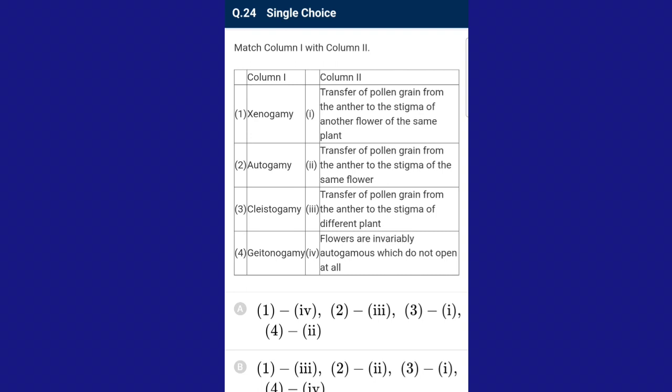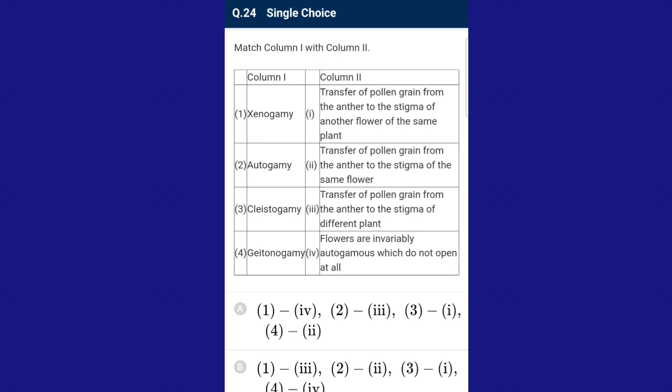See column 1 and column 2. See the first one, xenogamy. Xenogamy is matching with the third one. Transfer of pollen grains from anther to stigma of a different plant is called xenogamy. What is autogamy? Autogamy is the transfer of pollen grain from anther to stigma of the same flower. So the second one is matching with the second one.